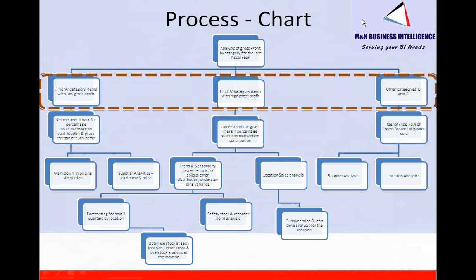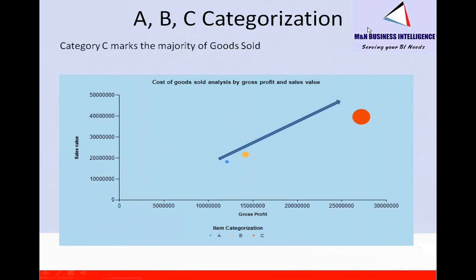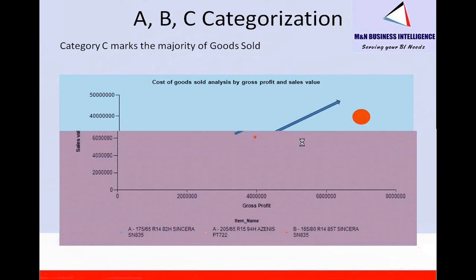First of all, we look at using SSRS. What we have sought to do is look at category items with low gross profit, high gross profit, and other items with category B and C. These graphs are all being made in SSRS. So you look at ABC categorization. We have used bubble plots here. You look at the sales plot versus the gross profit, and this is the percentage cost of goods sold. As you can see, as the sales value and the gross profit are increasing, your cost of goods sold is increasing. C has the maximum contribution, but A and B account for approximately 50%. So we are okay here.